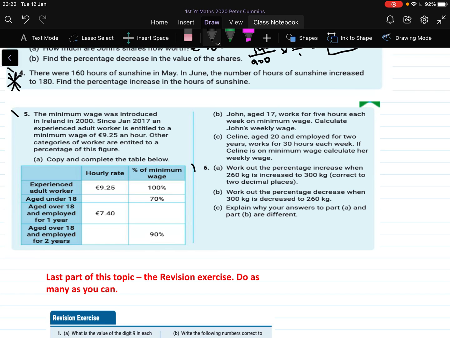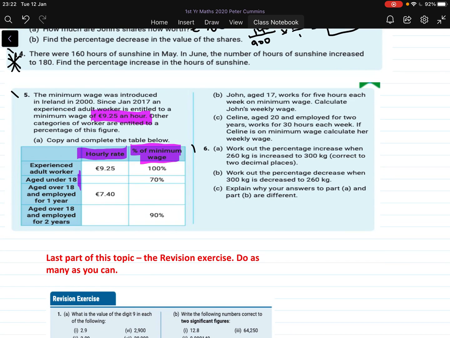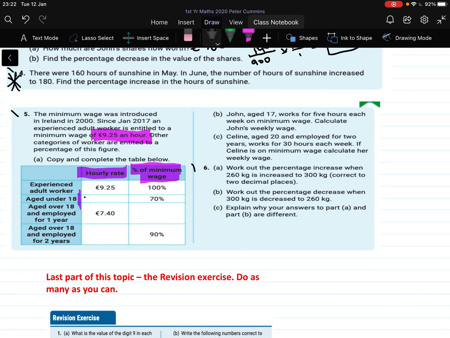So you're copying and completing the table. So for this one here, you have an hourly rate, and you have, what is that as a percentage of the minimum wage? So you're going to copy and complete the table. So the minimum wage is $9.25 an hour. This will be something you'll be used to now when you get your part-time job in a couple of years. So if you want to work out this box here, well, the minimum wage was $9.25. Is going to be $9.25.